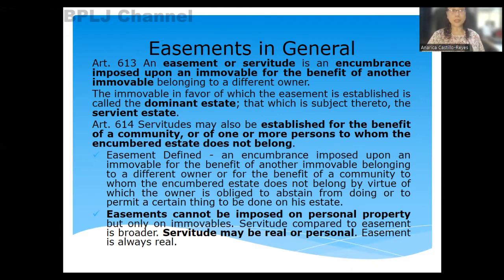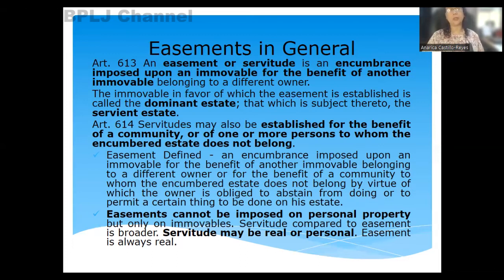So, easement is a limitation on the rights of ownership of the owner of the servient estate. When we speak of easements, we necessarily speak of two properties. One is the dominant estate, the one who enjoys the easement, and the other is the servient estate, the one who is obliged to provide the easement. Does it necessarily mean that there can be no easement without a dominant and a servient estate?